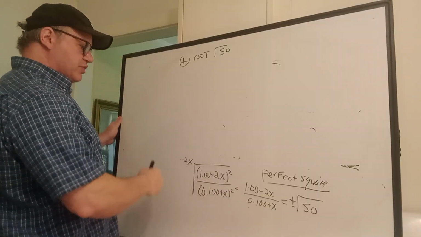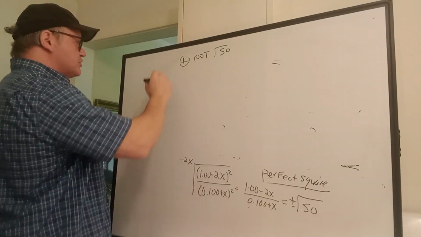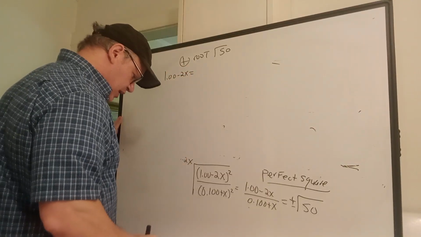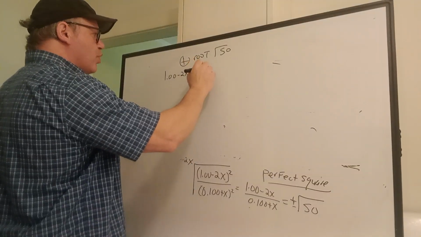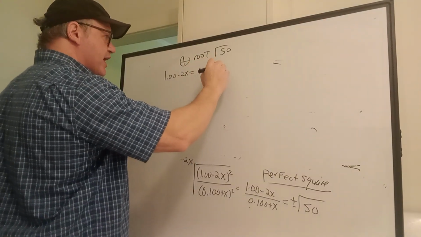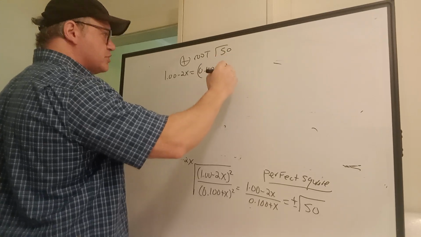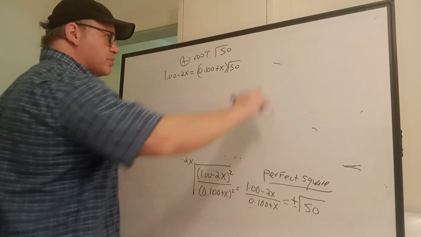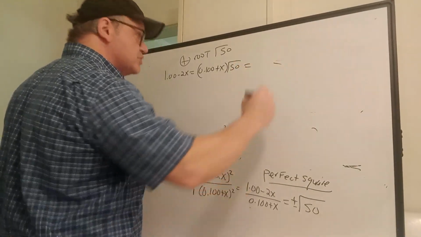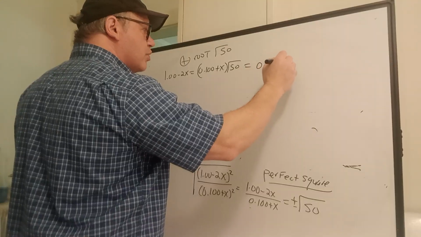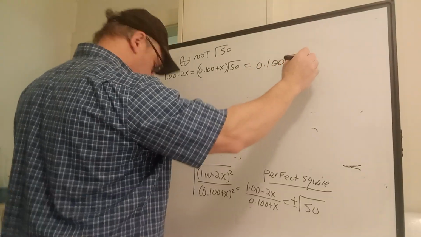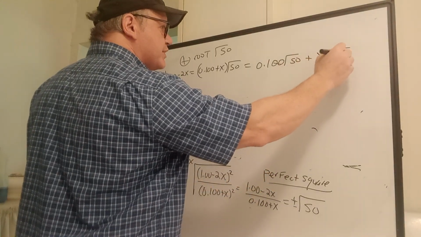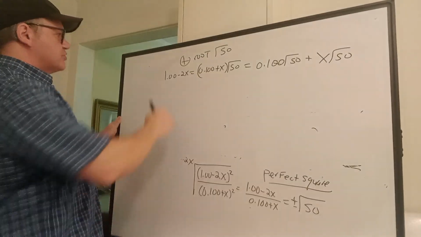We have this expression, let's cross multiply. So on this side we're going to have 1.0 minus 2x is equal to, and then we're going to have 0.100 plus x times the square root of 50, and that's going to be equal to 0.100 times square root of 50 plus x, I'll put the x in the front, square root of 50. So we have that, and that's going to be equal to that.